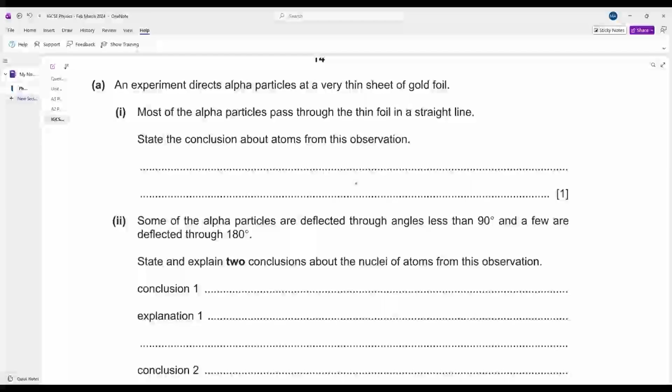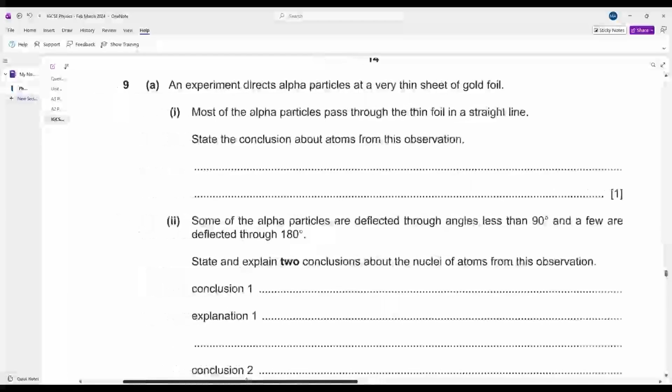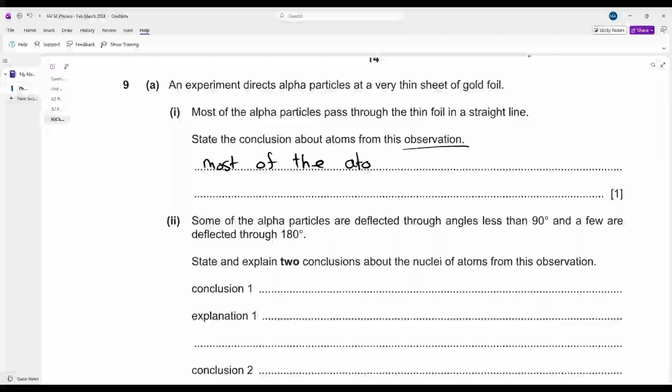An experiment directs alpha particles at a thin sheet of gold foil. Most of the alpha particles pass through the thin foil in a straight line. State the conclusion about the atoms from this observation. Atoms have large empty spaces. Most of the atoms have large empty spaces. Perfect. Easy peasy lemon squeezy.